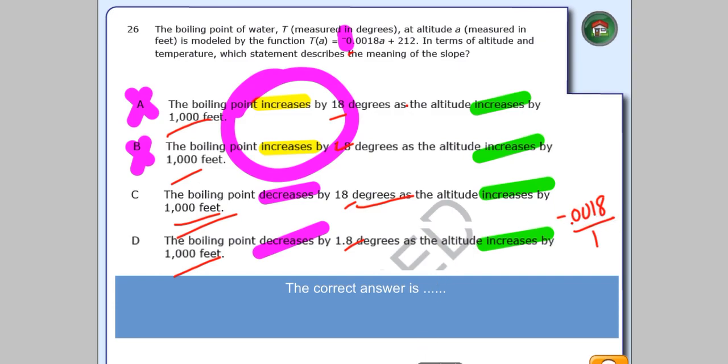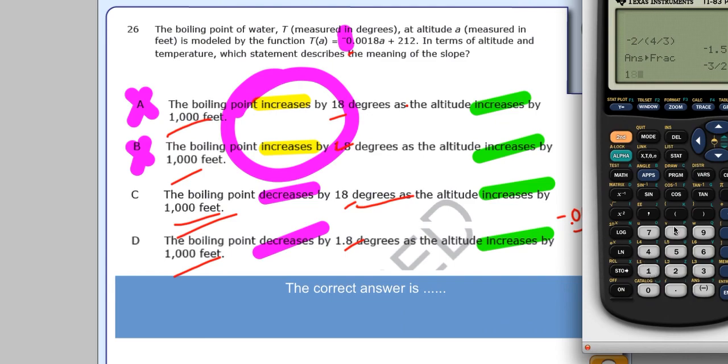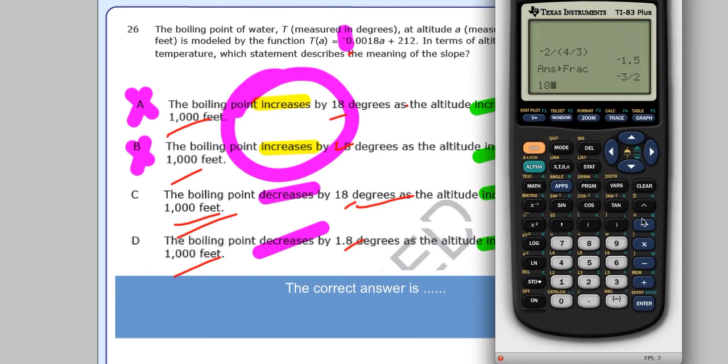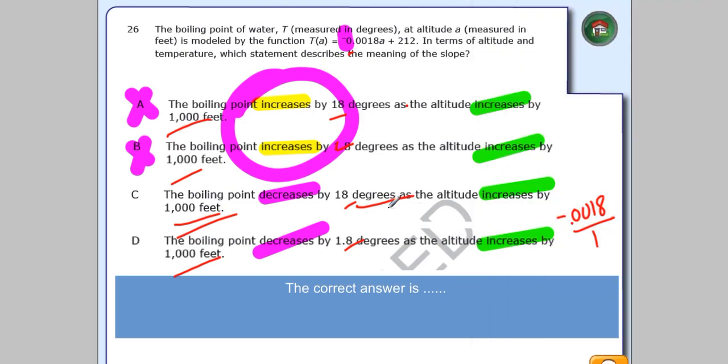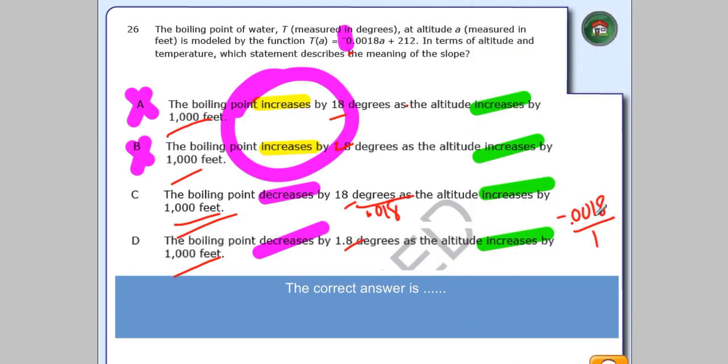So what you can do is take each of your answer choices and say, okay, 18 divided by 1,000. That would get it in comparison to 1 foot as opposed to 1,000 feet. So this one is 0.018. But if I do 1.8 divided by 1,000, it would be 0.0018, which is what I need. So this is my answer.